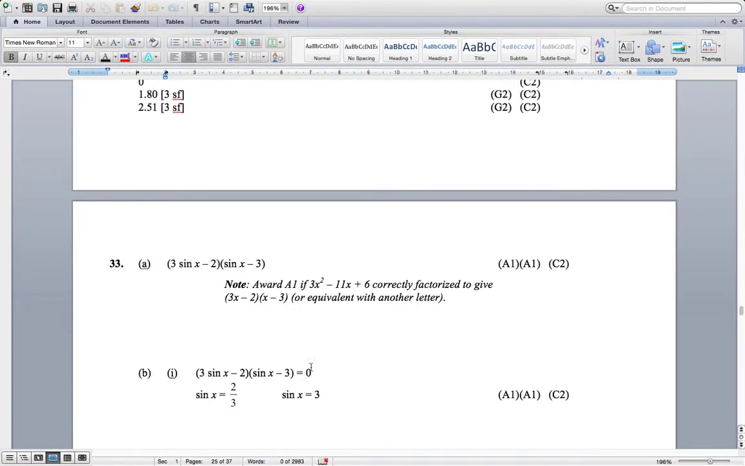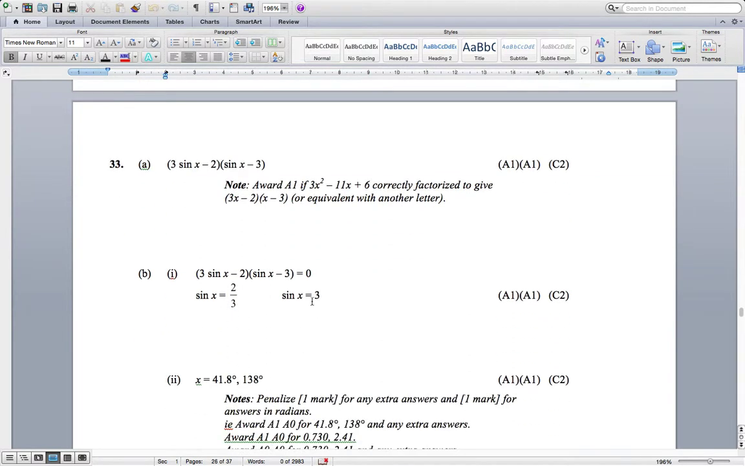Equate this expression to 0. You get sin x as 2 by 3 or sin x as 3. Again, the second equation is not possible, isn't it, students? The maximum value of sin x is 1. So sin x equal to 3 is not possible.